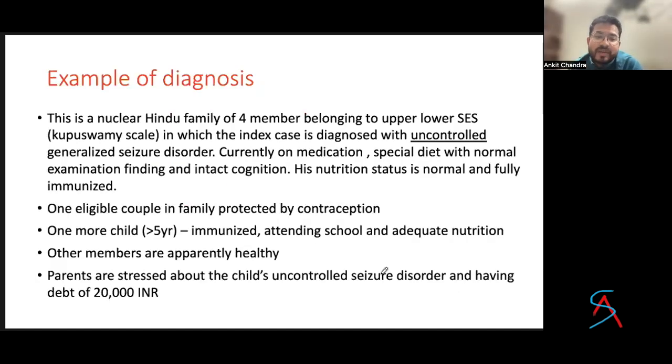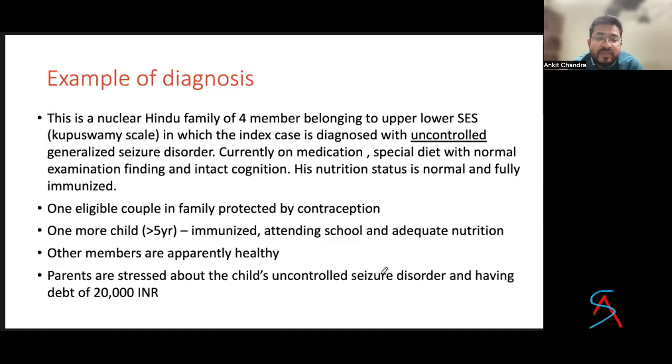This is a Hindu nuclear family of 4 members belonging to upper lower socioeconomic status as per the modified Kuppuswamy scale, in which the index case is diagnosed with uncontrolled generalized seizure disorder, currently on medication with special diet, like if the person is taking Keto diet or Atkins diet, you can mention something related to that, with normal examination findings and intact cognition. His nutrition status is normal and he is fully immunized.